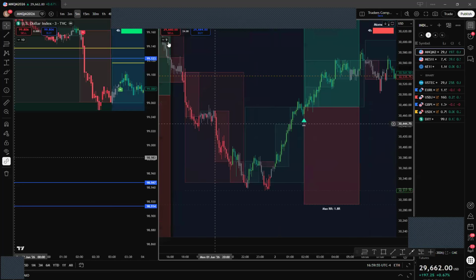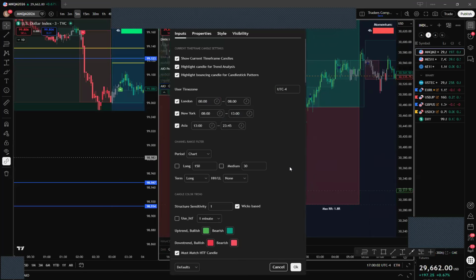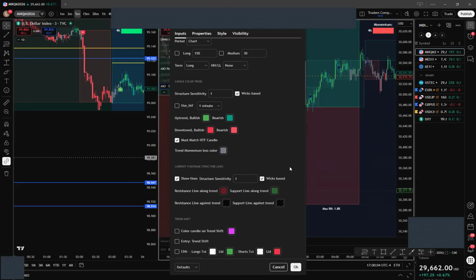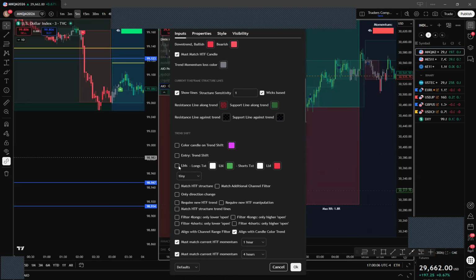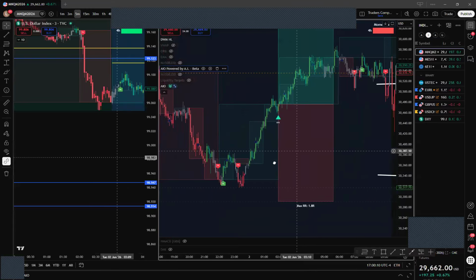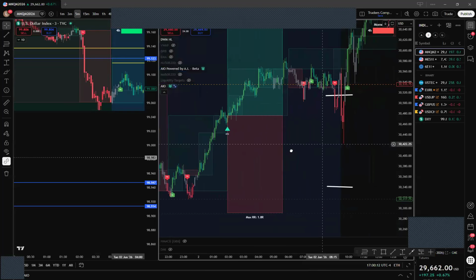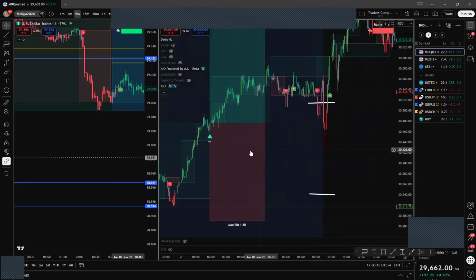I've taken the indicator off this chart. Let me put that back on, because I do use both alerts. You could use the trend shift, TS, or you can use the other one. But the other one is just too many alerts, right? So I like to keep it clean.